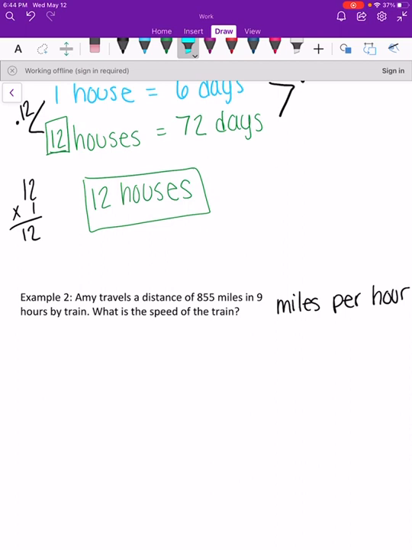Per means we are going to divide. And we're going to put our miles on top, and we're going to put our hours on the bottom. So it's going to look like this. Miles per hour.